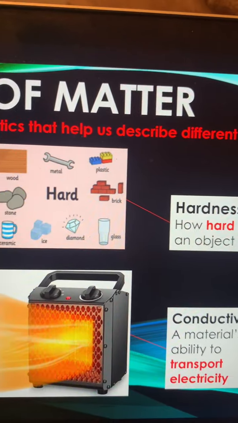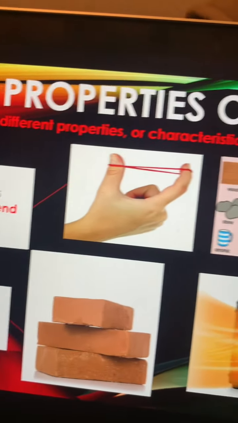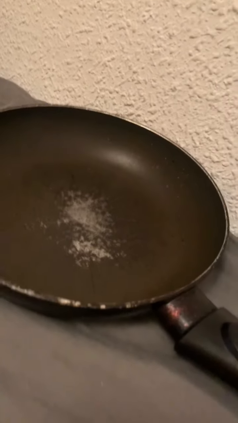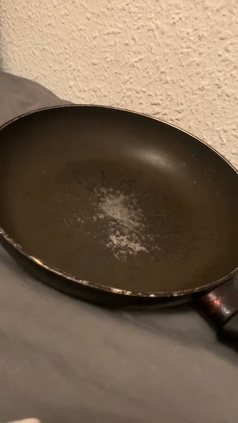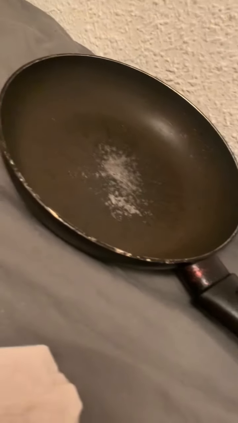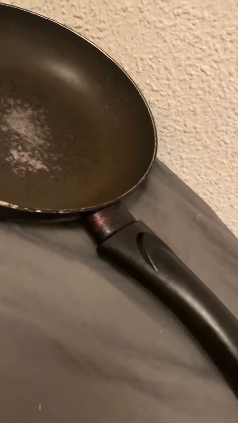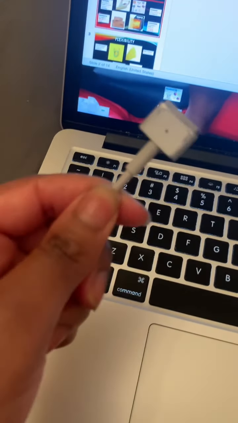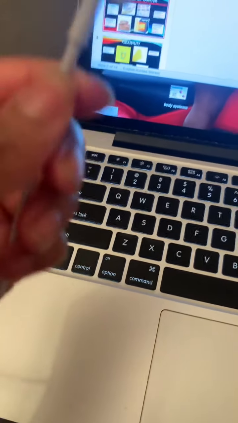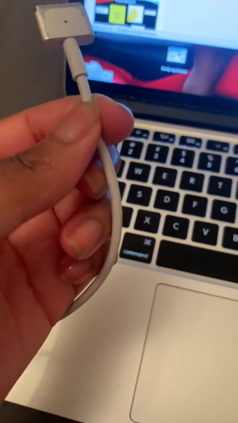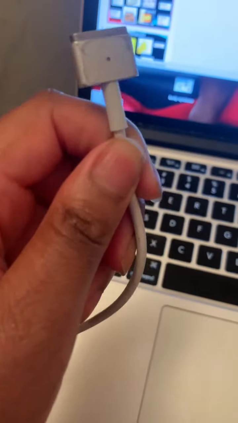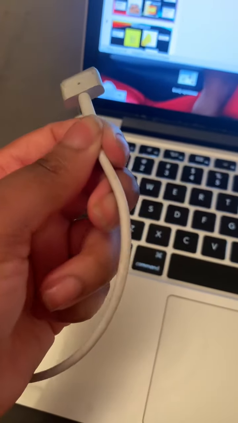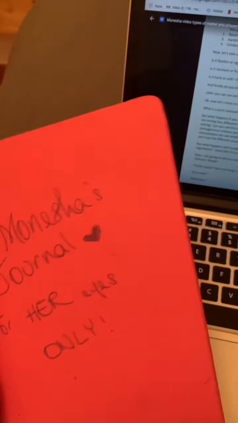Conductivity is a matter's ability to transport electricity, like this frying pan. Frying pans are conductors because they conduct electricity. If an object isn't a conductor, that means that it's an insulator. Insulators stop the transport of electricity, like this charger. It's covered by rubber, so we can use it without being burnt. Rubber is an insulator. Now let's take a look at my notebook.